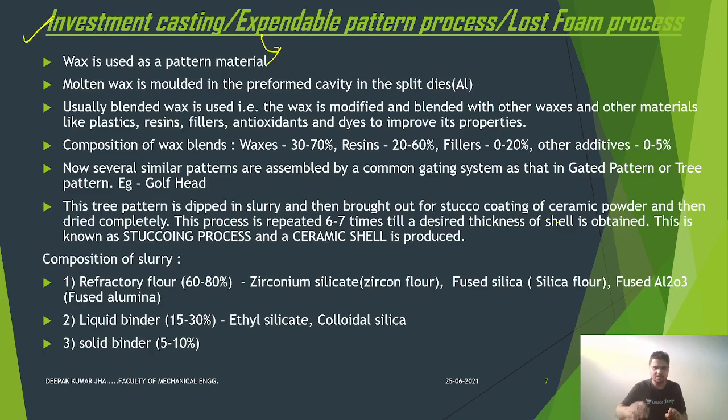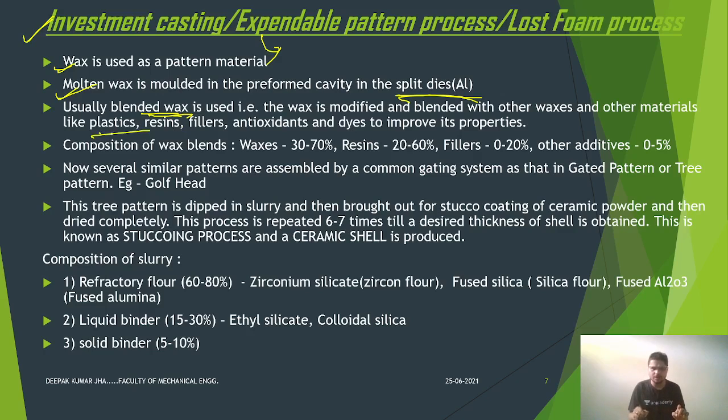So let's see what all points are important. We have already mentioned these in this theory part. See, wax is used as a pattern material, one of the most important points. Molten wax is used in the split dies, which are made of aluminium. See, the split dies are made of aluminium. So blended wax is used. I told you that pure wax is not used in this process.